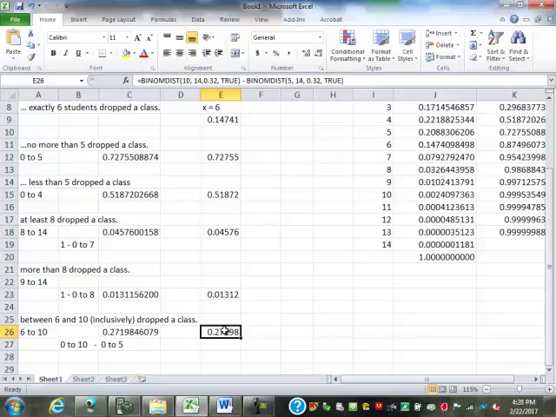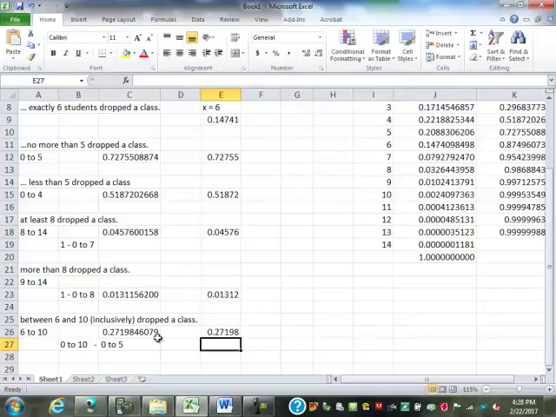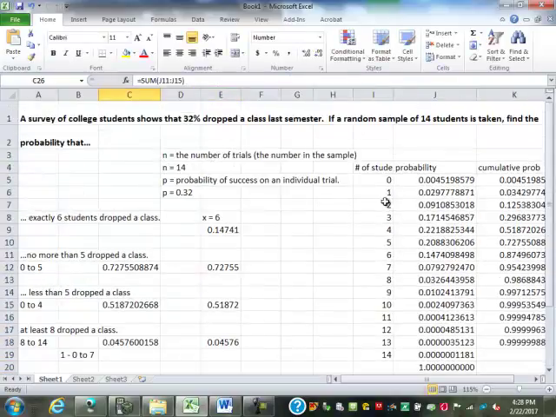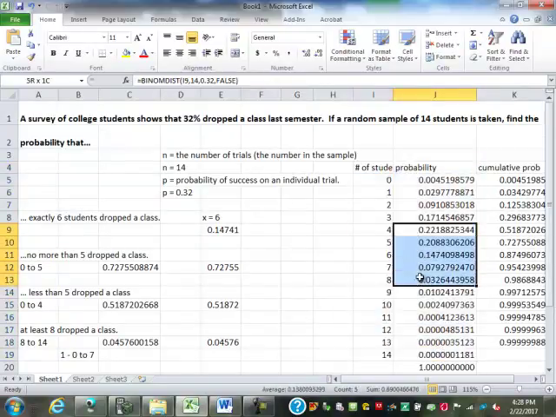Now, if you're looking at these functions here and you're saying, well, how do you get the 10 and the 14 and stuff in this function? Same here. Why is that a 5 there and not a 6 if we're going 6 to 10? You can always fall back on what I did right here. Make this whole probability distribution and then just add together the probabilities you need for that problem.